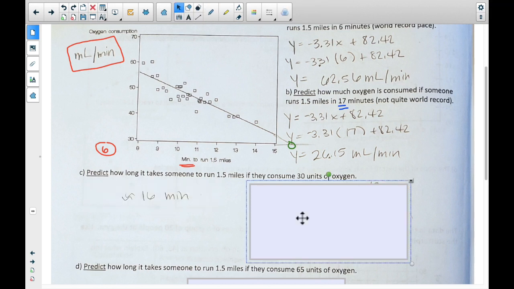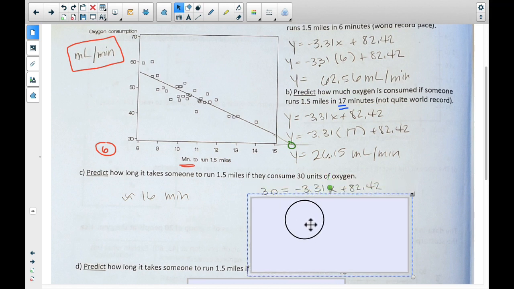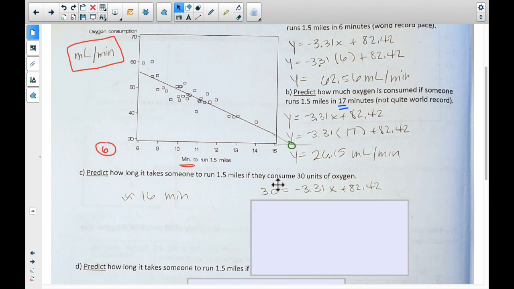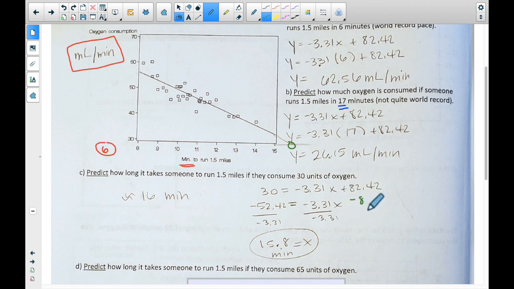Instead of using a graph, we can use our algebra skills. We can use that same equation, except this time we don't want to plug it in for x, do we? This time we want to plug it in for y, because y is the oxygen consumption, and they're talking about oxygen. So this time let's put the 30 over here and solve this. Do you remember how to solve this? I know you do. We're going to subtract 82.42 from each side. And when we do that, we get negative 52.42. And then we have negative 3.31x over here, so we want to divide by negative 3.31. And that's going to give us about 15.8 minutes.